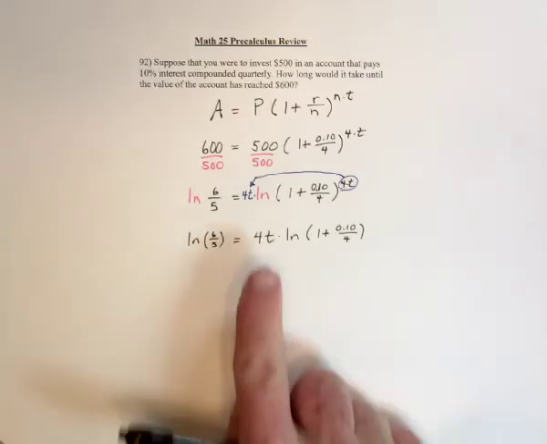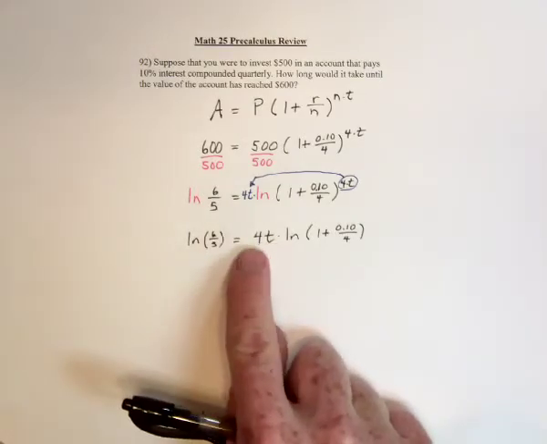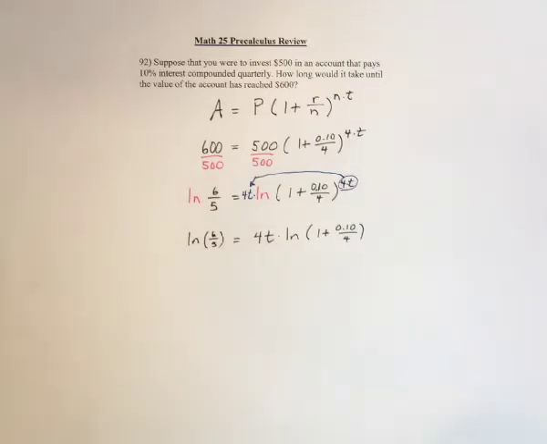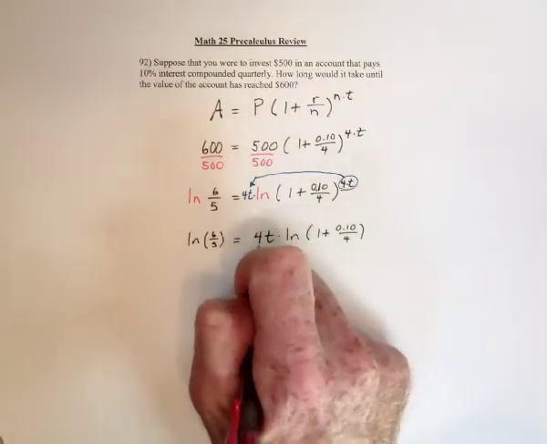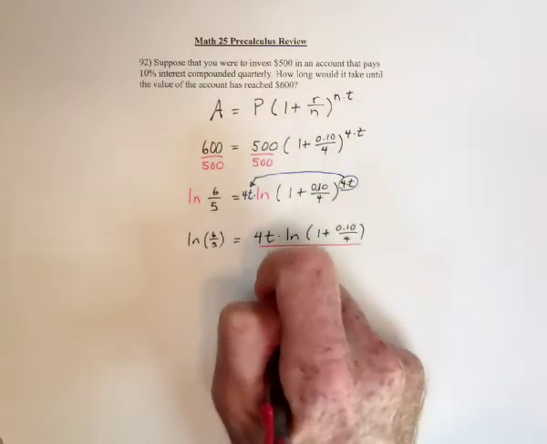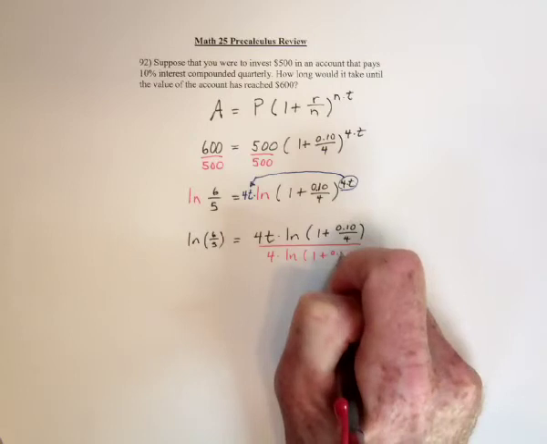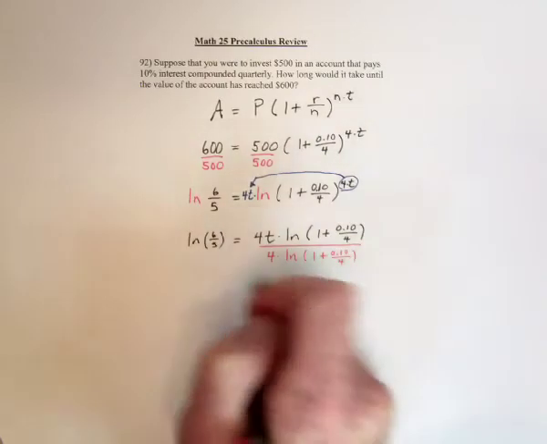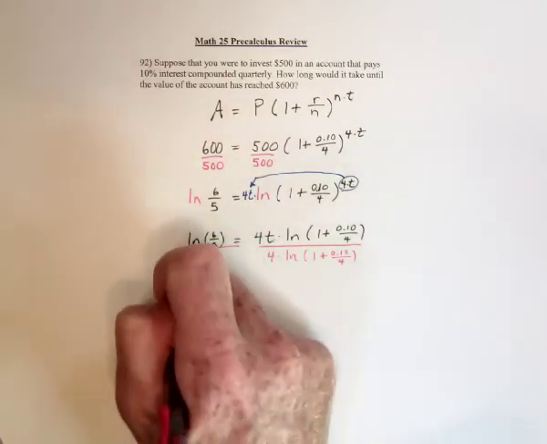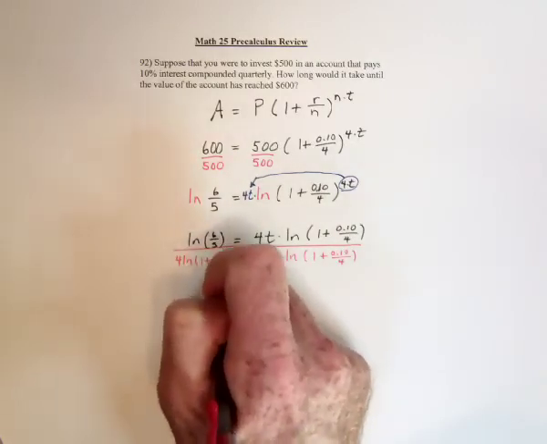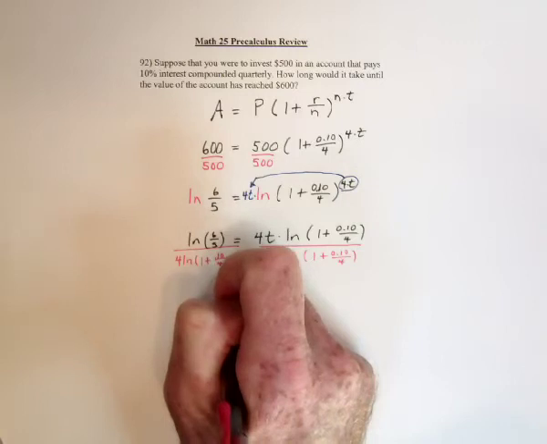And then in order to solve for this t, we need to get rid of the 4 and we need to get rid of the natural log. So divide both sides by those two. So divide by 4 and the natural log of 1 plus 0.10 over 4. Divide this side by the same thing, 4, the natural log, 1 plus 0.10 over 4.